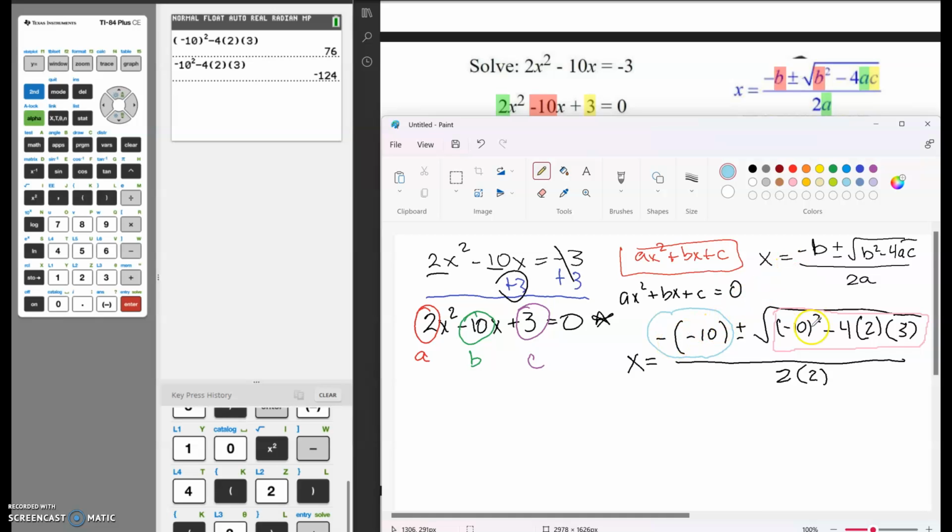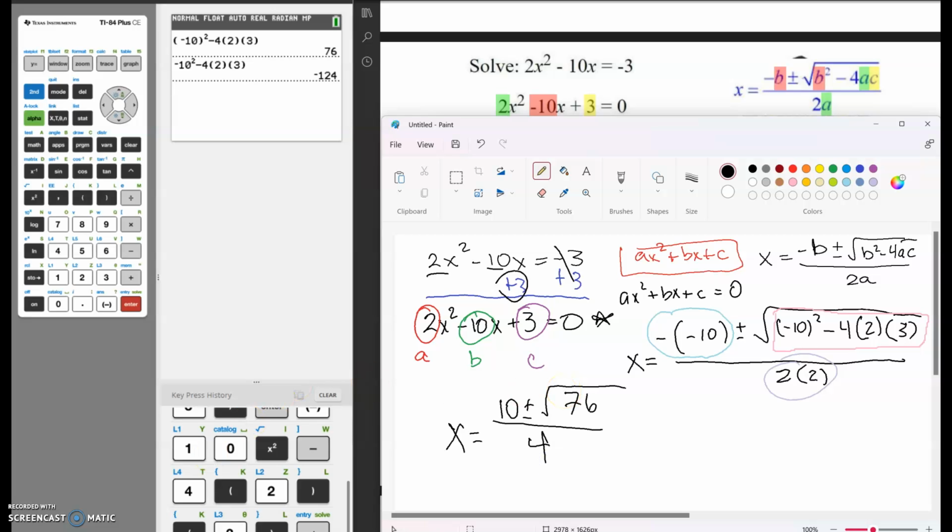What is the opposite of negative 10? Down in the bottom here, what is 2 times 2? I'm hoping you're good with that being something you can also do in your head. So right now we've got it simplified to 10 plus or minus the square root of 76. Where'd that come from? Look up here on the left at the calculator. Negative 10 squared minus 4 times 2 times 3. And then the bottom is 4.